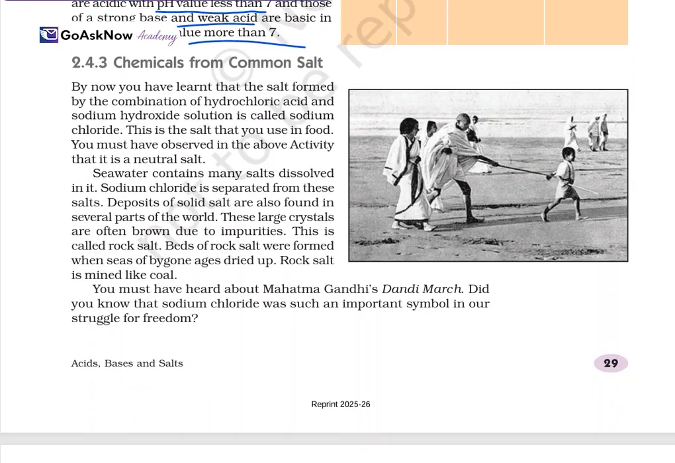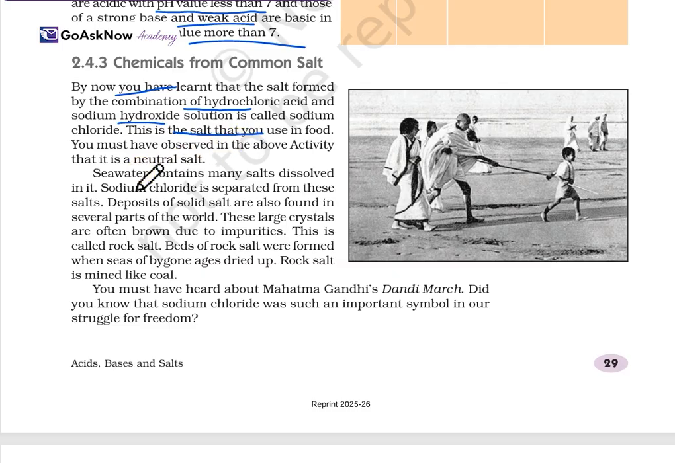Now, chemicals from the common salt. By now, you have learned that the salt formed by the combination of hydrochloric acid and sodium hydroxide is called sodium chloride. Okay. So this is the salt that you use in food, and it must also be present in the above activity. It's a neutral salt.